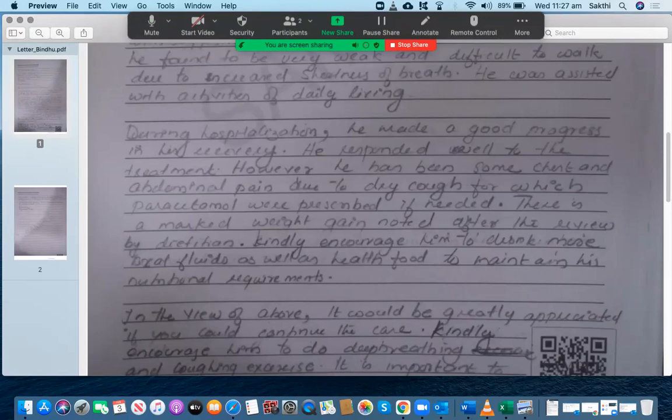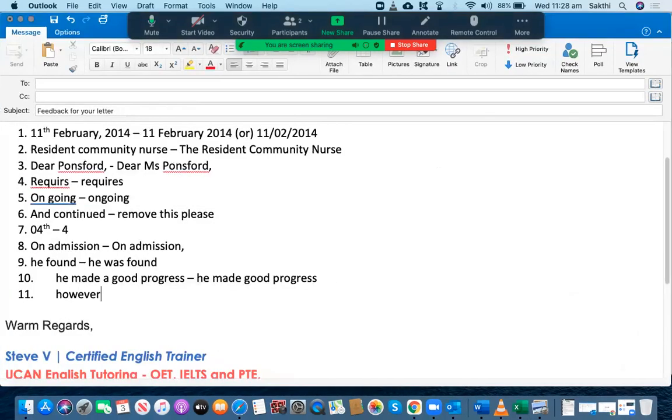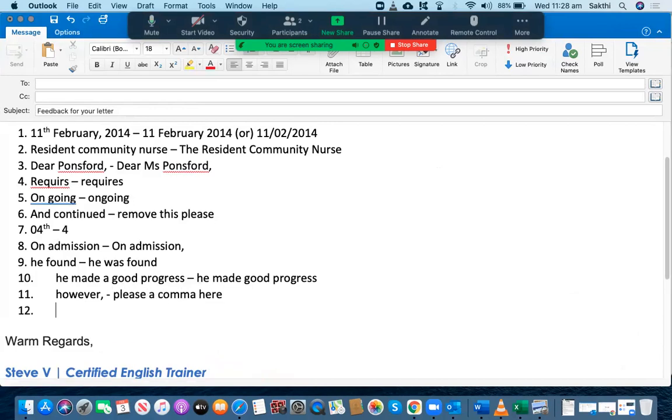And he responded. Why are you giving space between D and E? Can you see that? The same thing here as well. It looks like something else, but it's not good. He responded well to the treatment. However, there should be a comma. Remember that after every connecting phrase, you need to place a comma here. Sorry about that. Let's go to the next one.